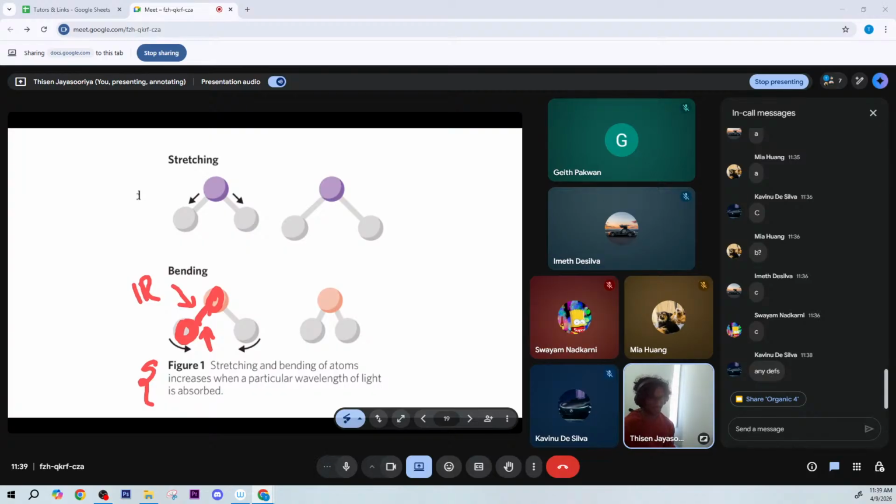You can think about it as different bonds will move in different ways, or in different wavelengths of light.